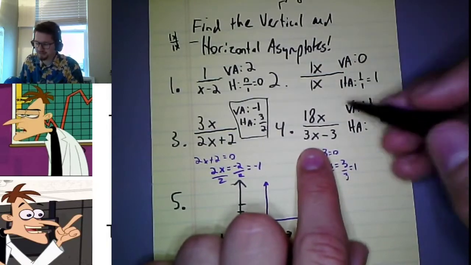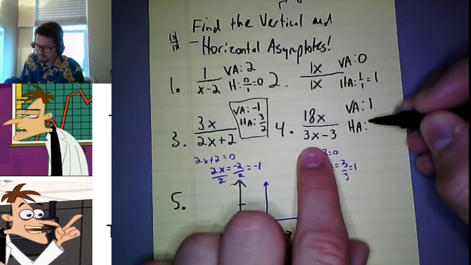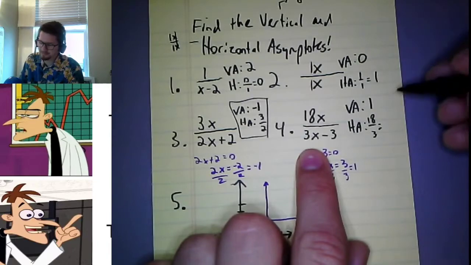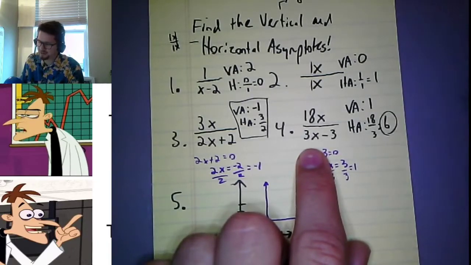Now my horizontal asymptote, what's the coefficient of x in the top? 18. What's my coefficient of x in the bottom? 3. What's 18 divided by 3? 6. So my horizontal asymptote is 6.